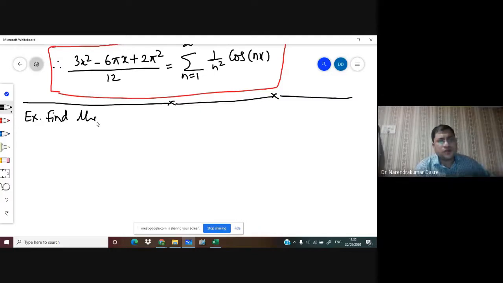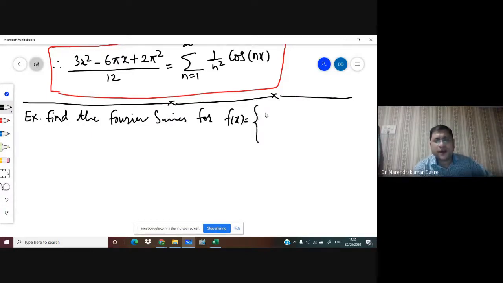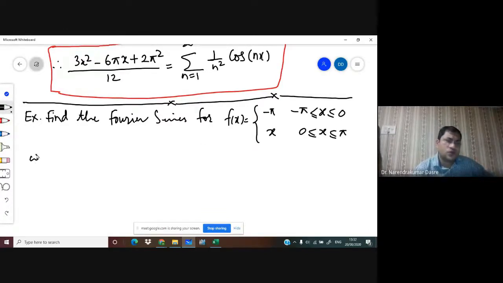Find the Fourier series for f of x is equal to, minus pi less than or equal to x less than or equal to 0, and this is x, 0 less than or equal to x less than or equal to pi, with period. So here the period is given to be 2 pi.